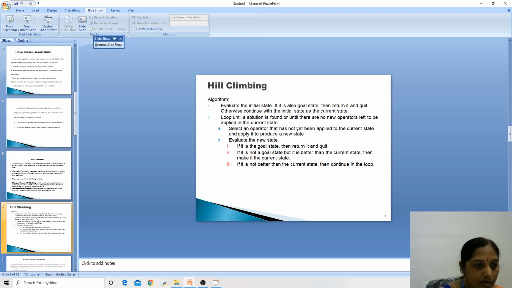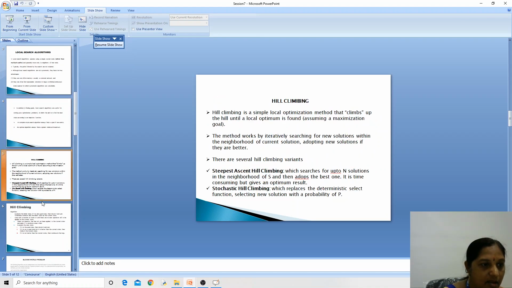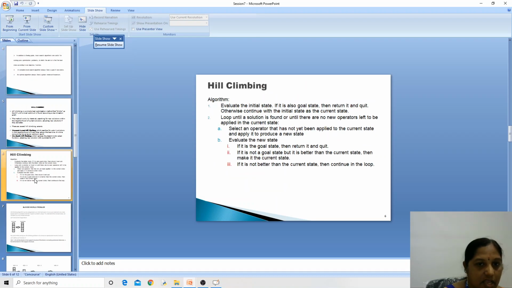Now we are going for an example of hill climbing. First of all, you should understand the hill climbing algorithm. In this algorithm, the first step is to evaluate the initial state. First we have to know what our initial state is and what our goal state is. If the initial state and goal state are equal, then you just quit. Otherwise, you start from the initial state, which is treated as the current state.